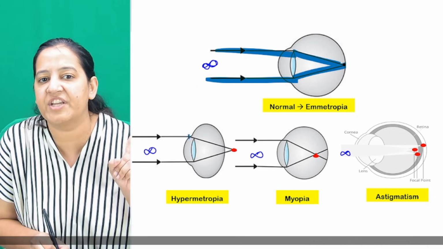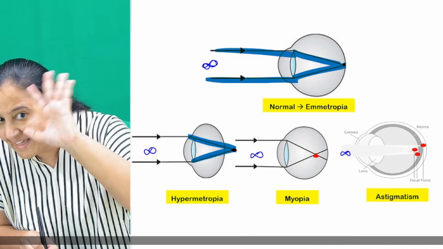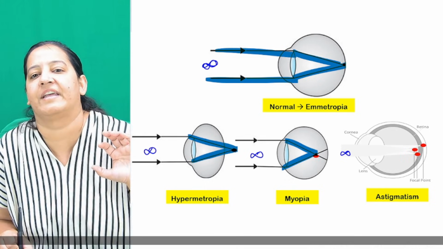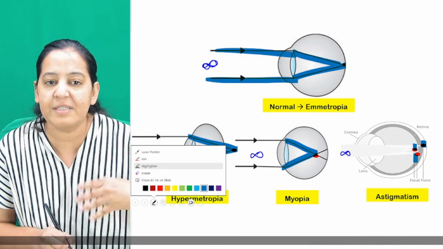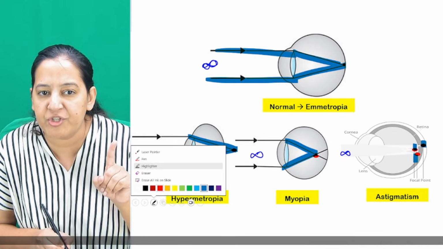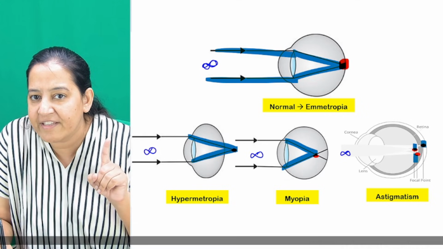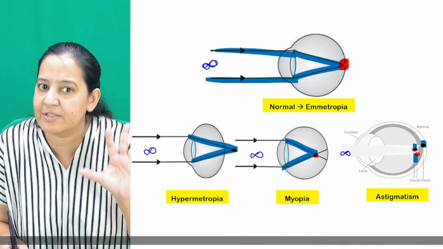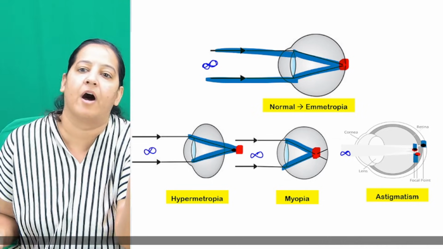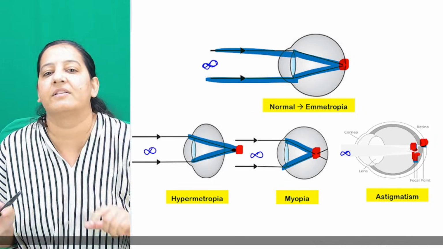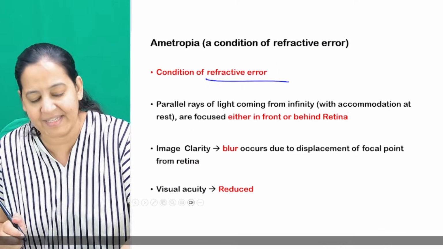But here they are converging either behind the retina or in front of the retina, or on the retina but at different meridians, not at one meridian. So this is all defective. I want you to appreciate the red point. Here the red point is on the retina. This is normal. But if this point is beyond the retina or in front of the retina or at multiple meridians on the retina, these all are abnormalities, and that is ametropia.